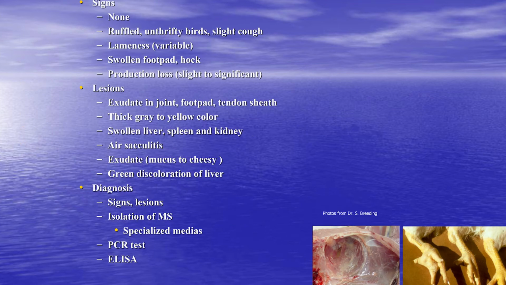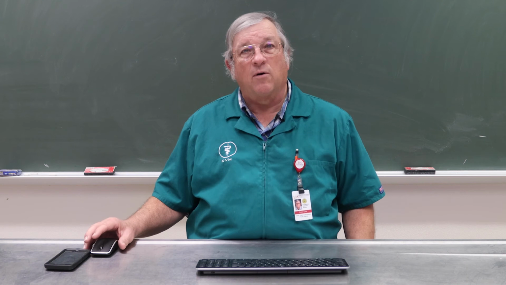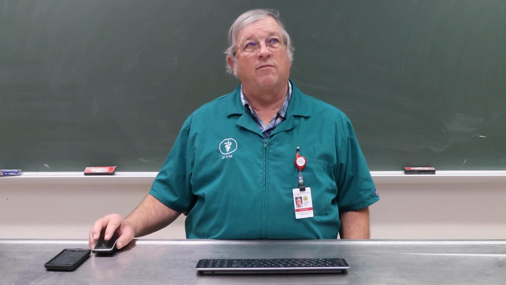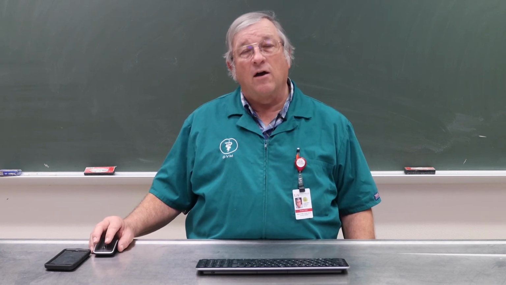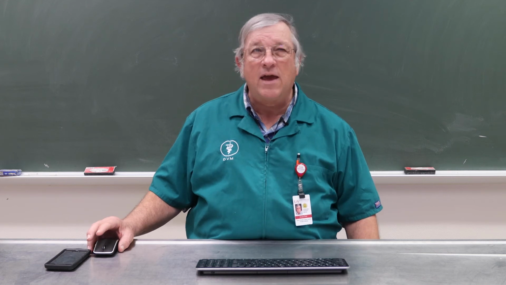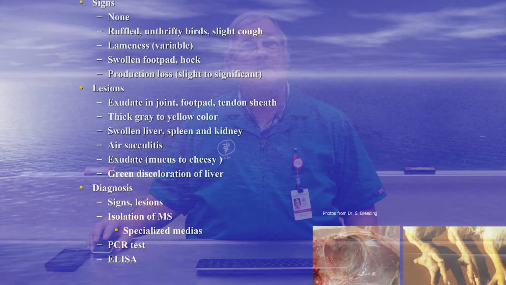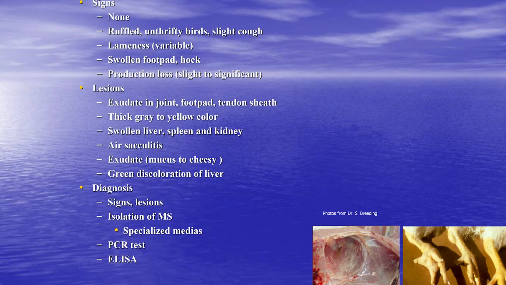What are the signs? Very similar to what we saw with some of the MG. No signs at all in some of these birds. They're just carriers. Ruffled feathers, they're unthrifty, just not feeling good, maybe a slight cough. Lameness can be variable. This one does get into the foot pad and the hock, causing some swelling there. And as you can see, these lesions right over here, there's a swollen foot pad here, a little bit of swelling of the hock.